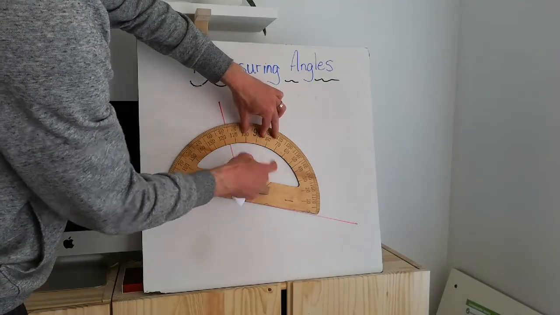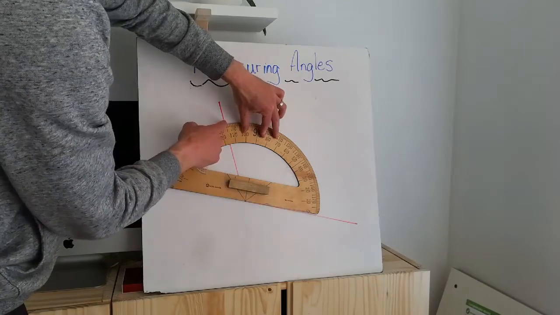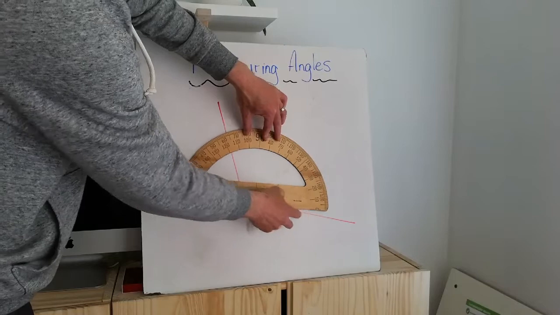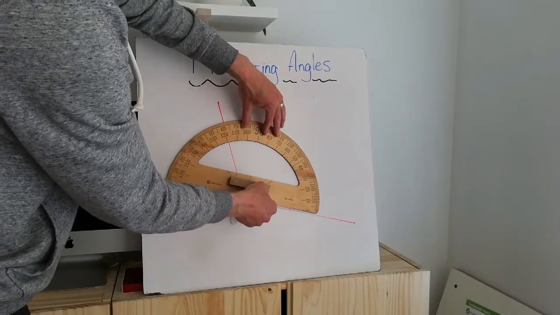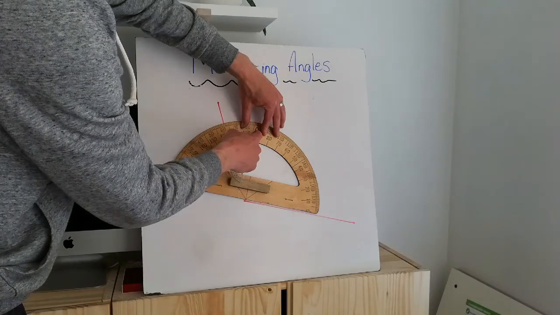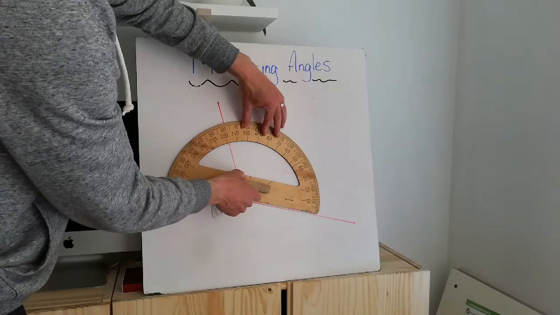And I want to make sure I read the right number. So don't just go right to the numbers and read it quickly because you might read the wrong number. So you can start at 0, all the way around, past 90, so it's an obtuse angle, 100, 110, about 119 degrees.